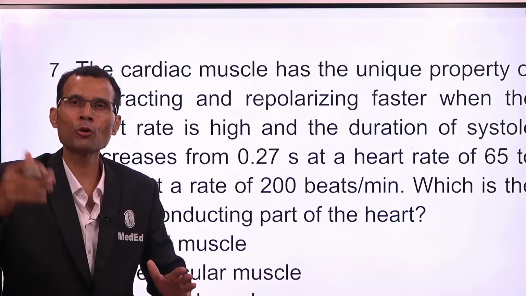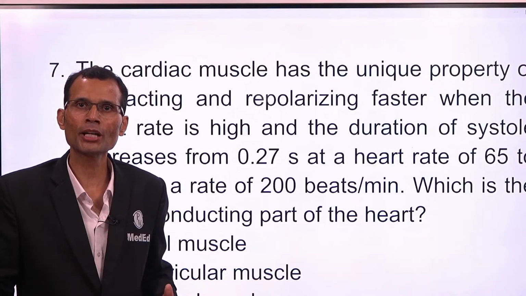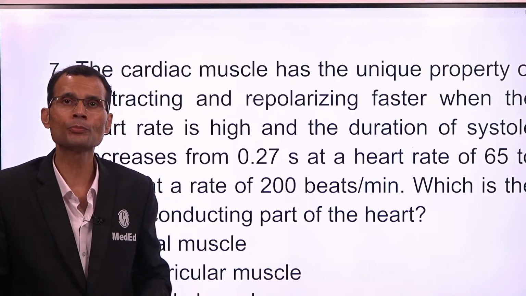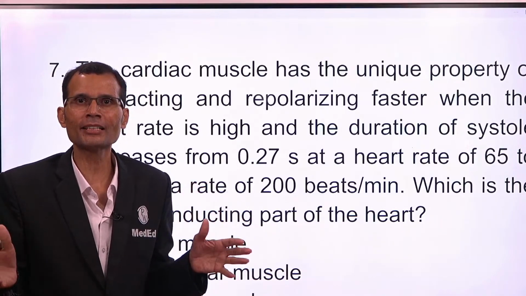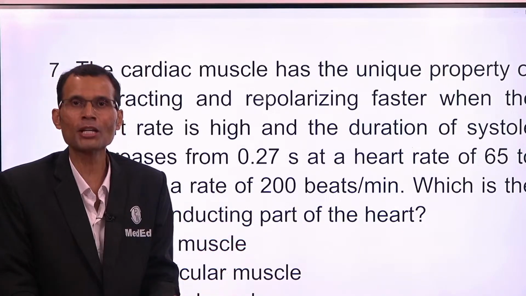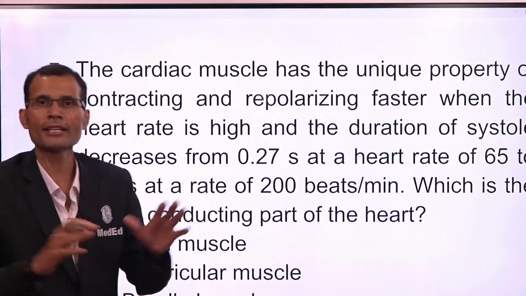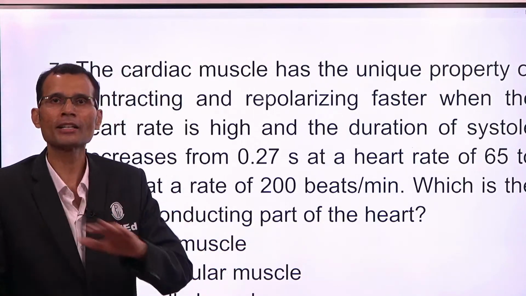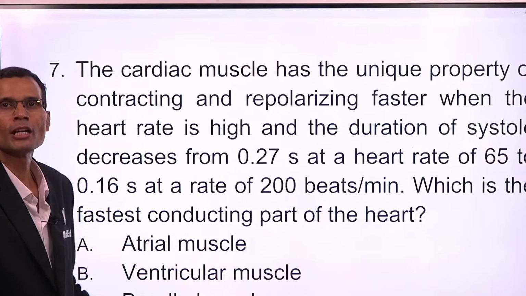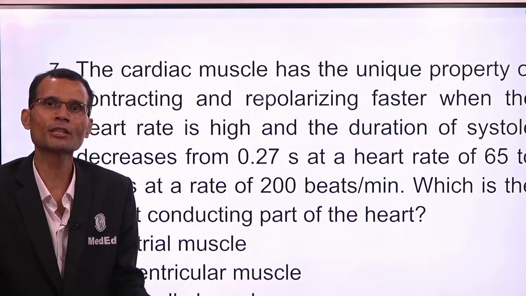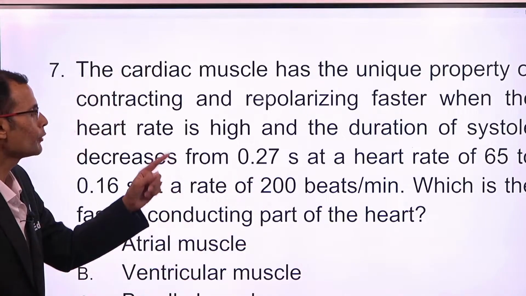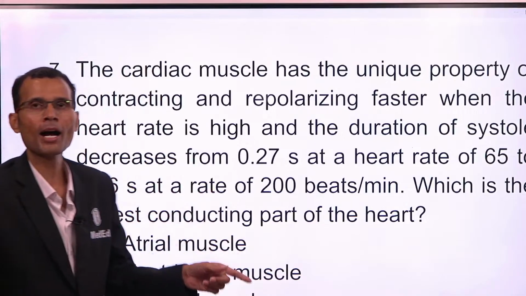So my suggestion to you would be this: whenever you see 4, 5, 6 lines, one after the other in the MCQ, don't get flabbergasted by it, thinking that it is a very complicated MCQ. No, it is not complicated, read properly. Actually there is only one line which is the question. What is that line? Which is the fastest conducting part of the heart.